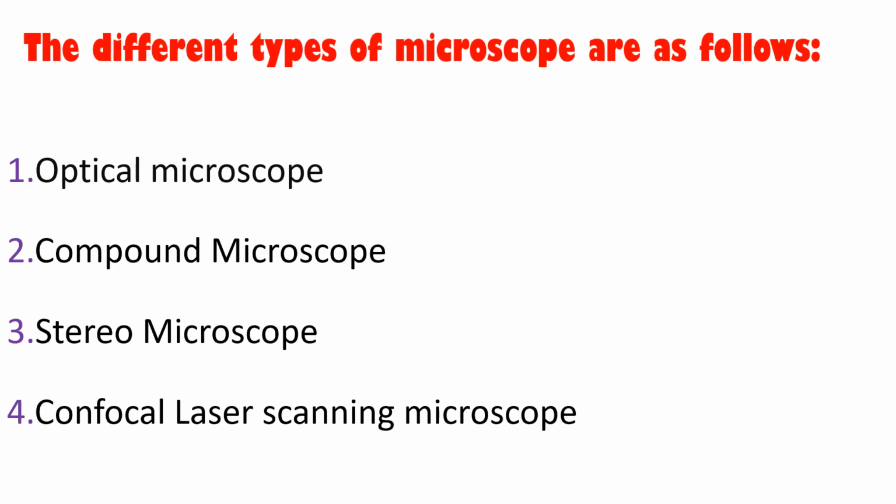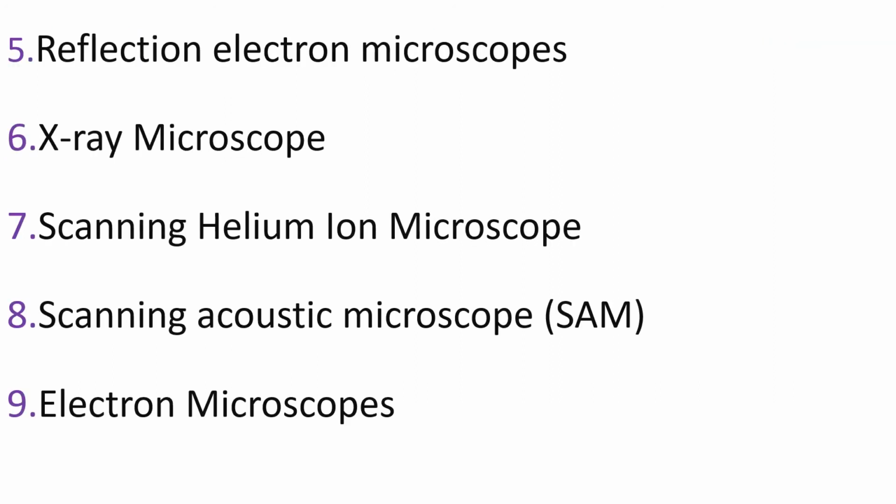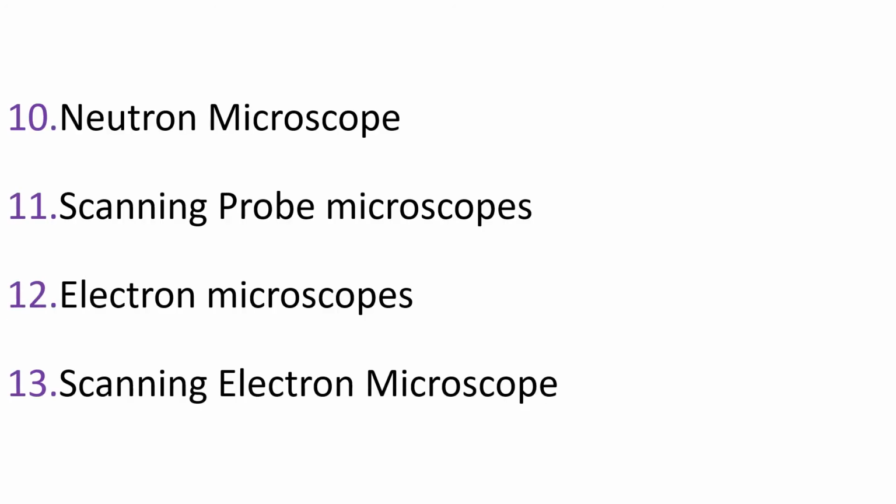So let's move on. Now we are going to see different types of microscopes. Just for a small tidbit. So let's see optical microscope, compound microscope, stereo microscope, confocal laser scanning microscope. Reflection electron microscope, X-ray microscope, scanning helium ion microscope, scanning acoustic microscope, SAM, electron microscopes. Neutron microscope, scanning probe microscopes, electron microscopes, and scanning electron microscope.